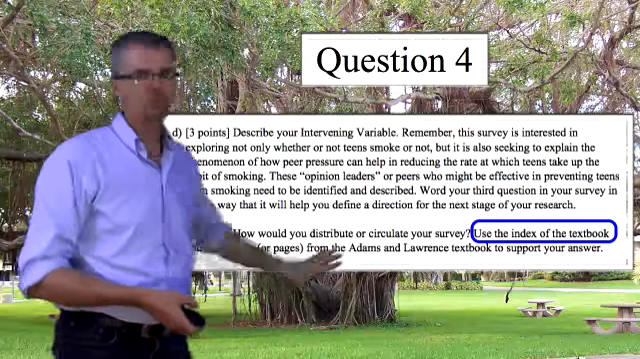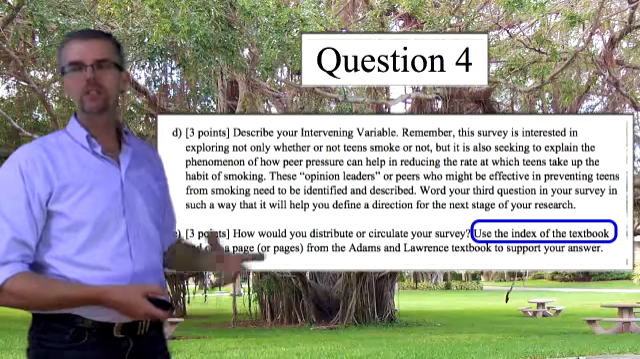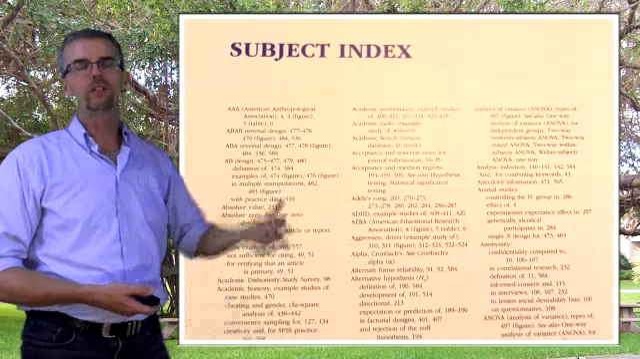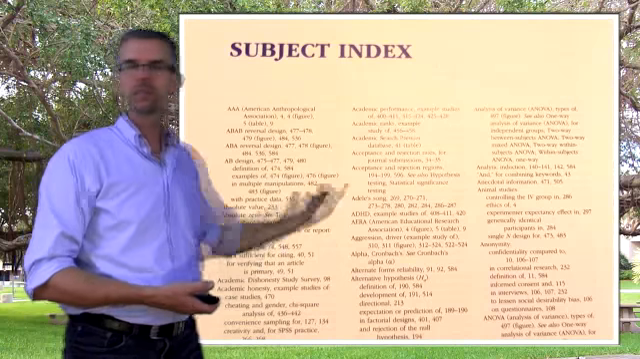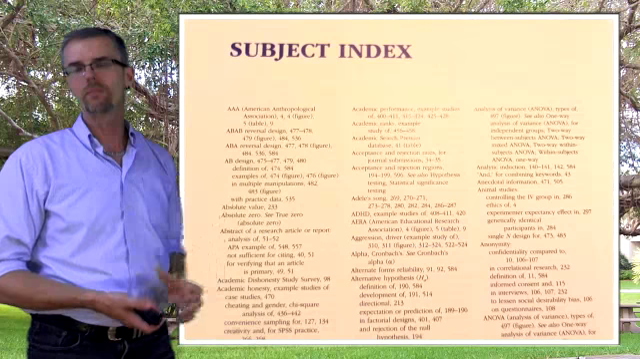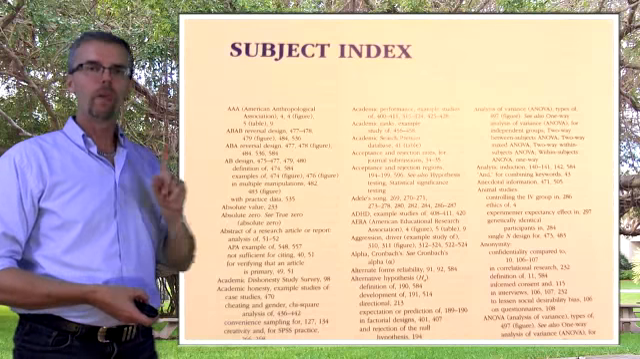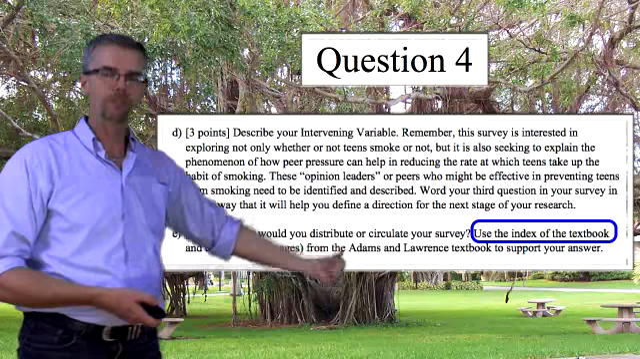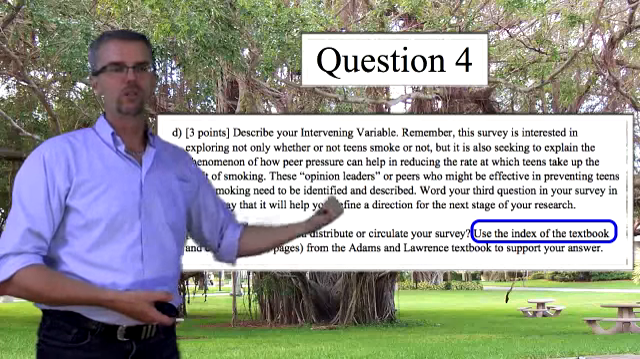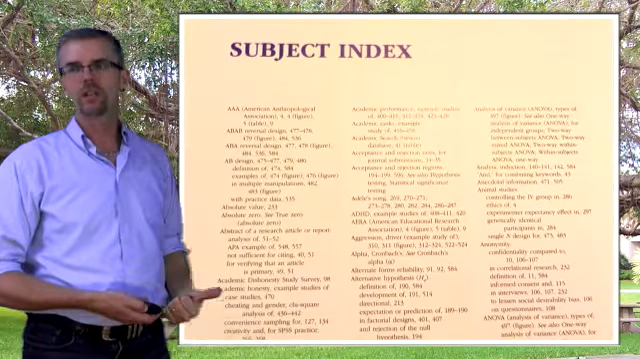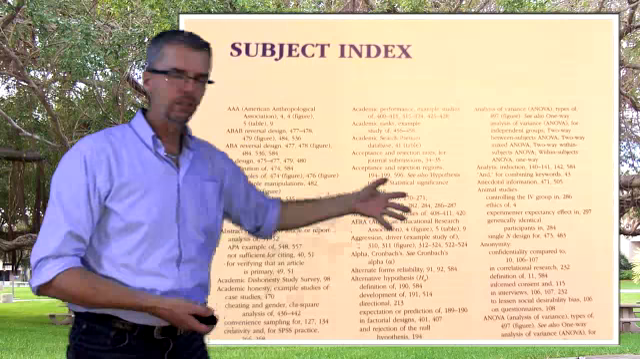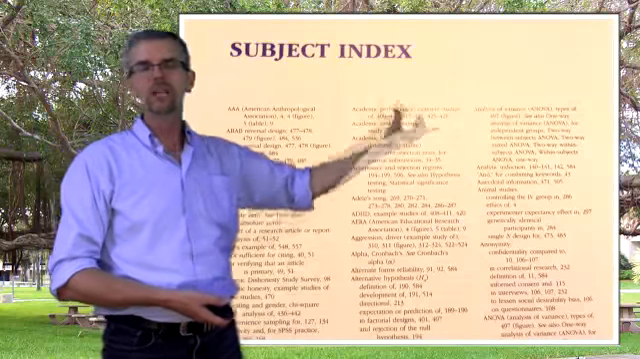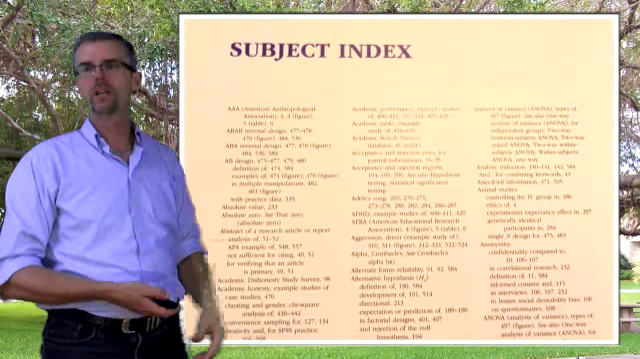Part number E, how would you distribute and circulate your survey? Use the index. I want you to use the subject index of the textbook to figure out a way to actually circulate and distribute this survey and get it out there so that you can maximize the response from the population that you are most interested in. I want you to cite the page from the textbook that you used to support your answer. So you're going to have to go to the subject index and look up certain things of interest about surveys and circulating them and distributing them and getting answers and getting participation. So these are all keywords that I want you to be able to find in the index.